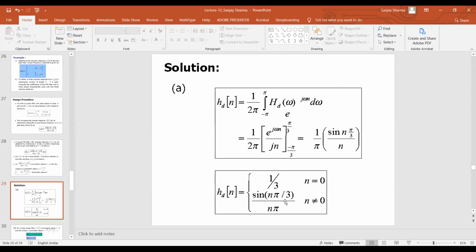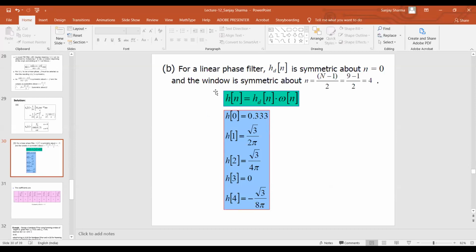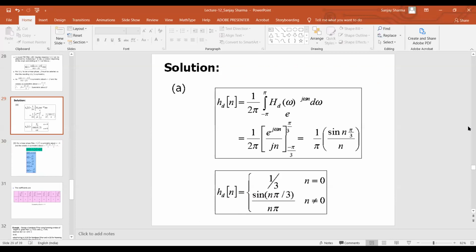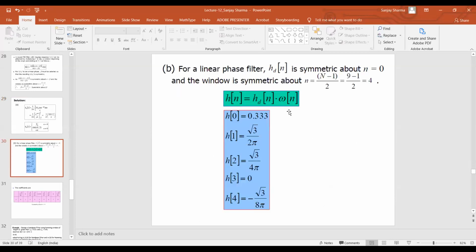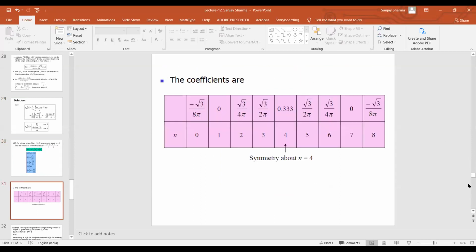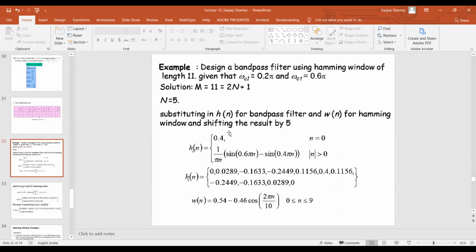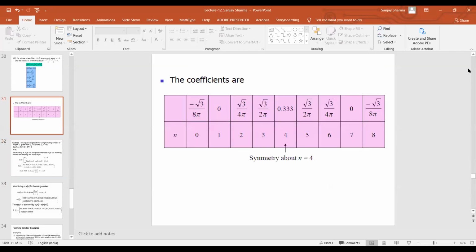For n not equal to 0, this will come out to be sine n pi by 3 n pi. So this is my IIR filter impulse response. But given was the frequency response of the IIR filter. Now, for a linear phase filter, I have not done the solution, but anyway, for further examples, the solution is there.